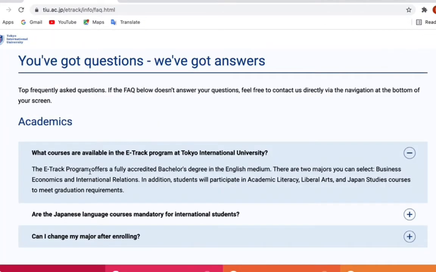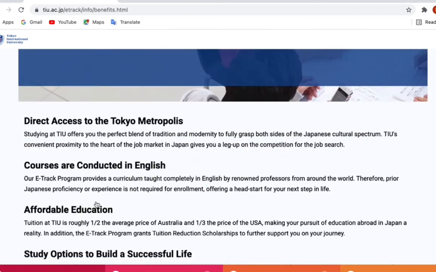Okay, the E-Track program offers a fully accredited bachelor's degree in the English medium. There are 2 majors you can select. So you have business economics and international relations. In addition, students will participate in academic literacy, liberal arts, and Japan studies courses to meet graduation requirements.